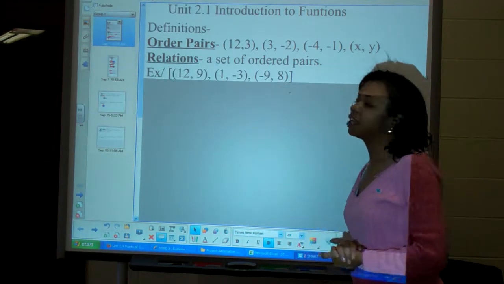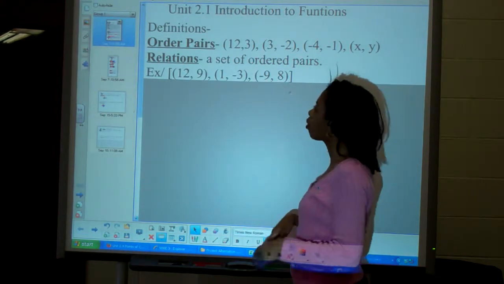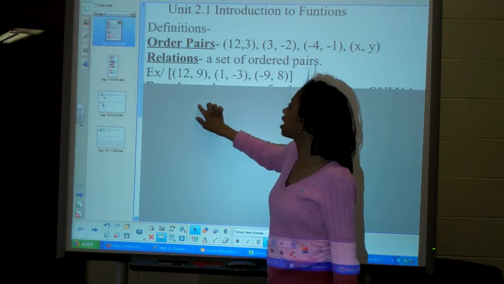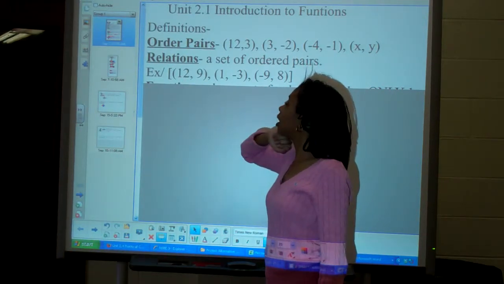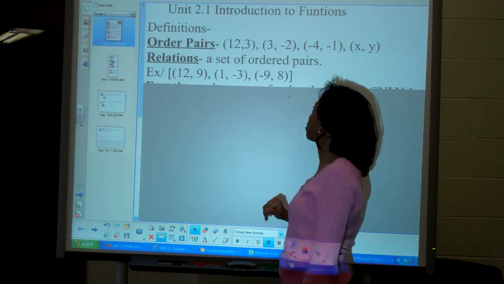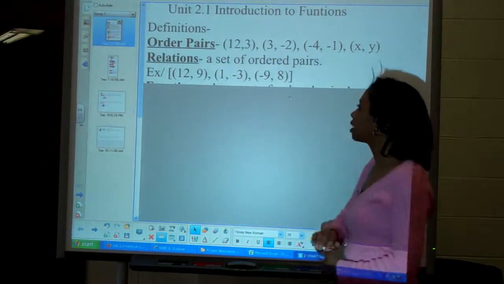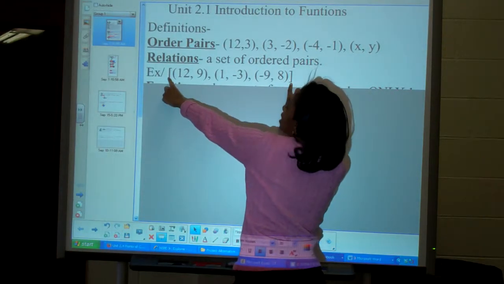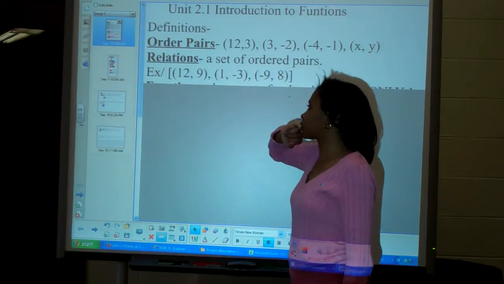Next, we talked about a relation. Remember, a relation is when you have an ordered pair, but you have two or more ordered pairs and you group them together. So in this relation, we have a set of three ordered pairs. Our first ordered pair is (12, 9). Our second ordered pair is (1, -3), and the third is (-9, 8). Again, (12, 9), (1, -3), (-9, 8). And it's important to also know about relations. They can usually use brackets or braces at the end to group them with your ordered pairs.